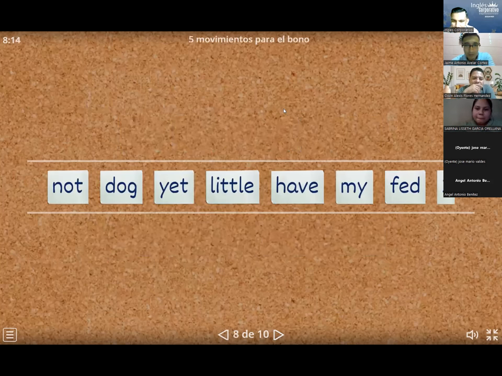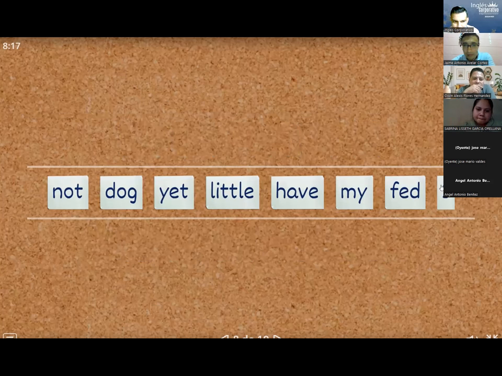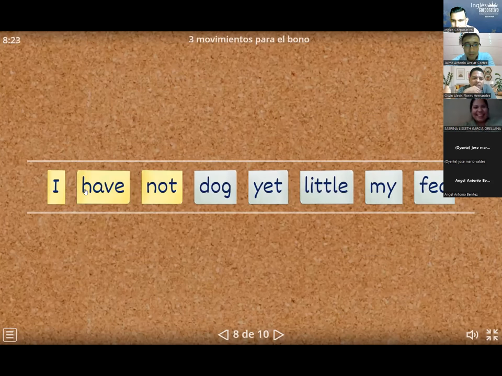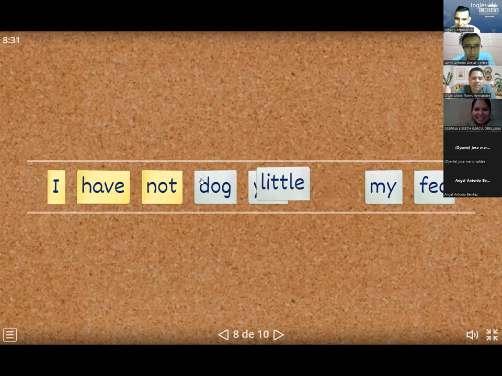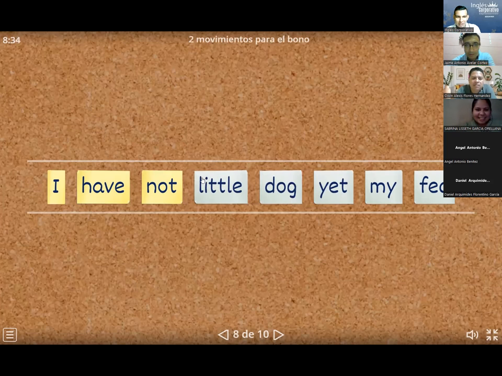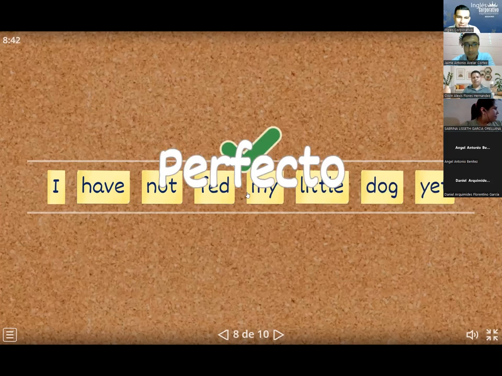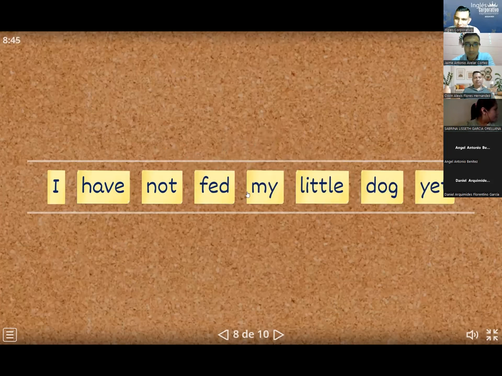Shorter. I have not fed my little dog yet. Fed, it is the past participle. Feed, the past participle, it is fed.